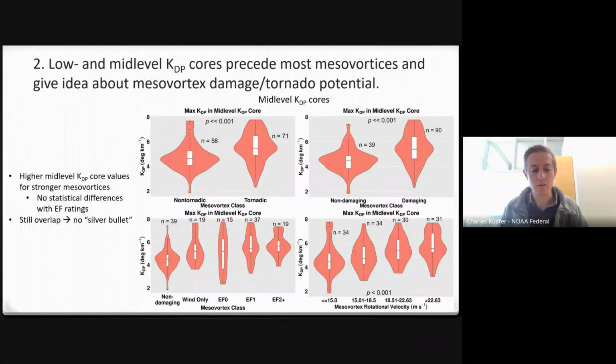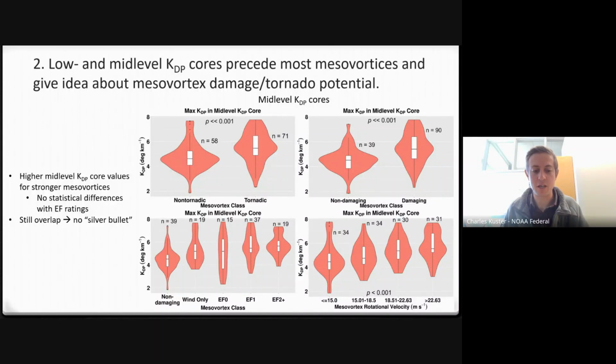I think that the mid-level KDP cores could precede that. The ZDR columns and KDP cores tended to develop first. And then shortly after that is when you started to see evidence of the KDP drop, which would be that descending rear inflow jet and the lowering Z that you're talking about. So mid-level KDP cores, I think, could precede that.